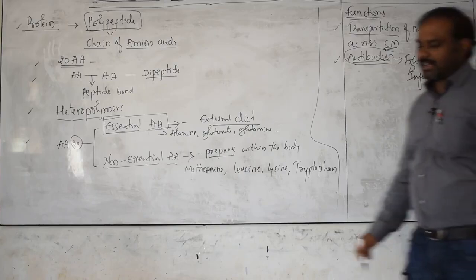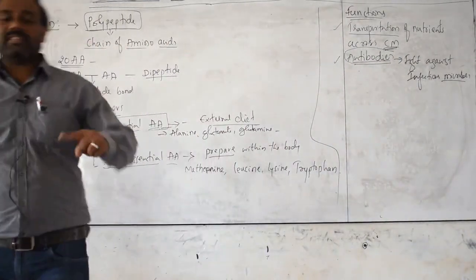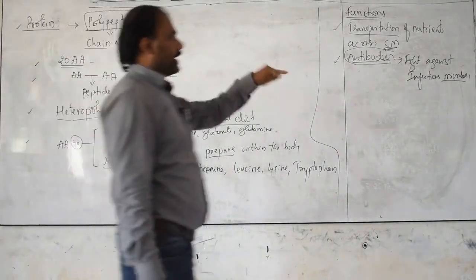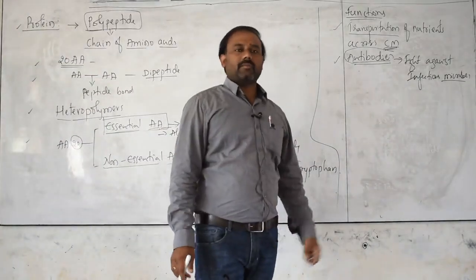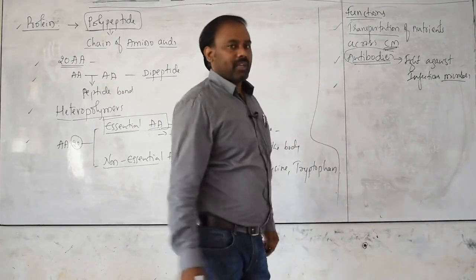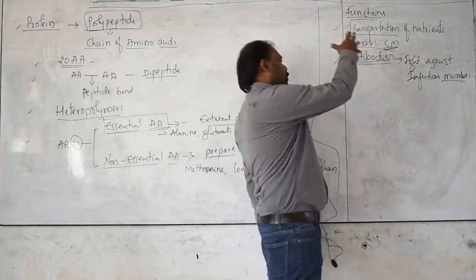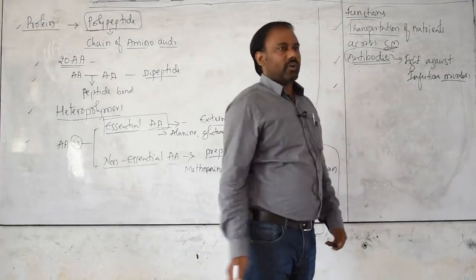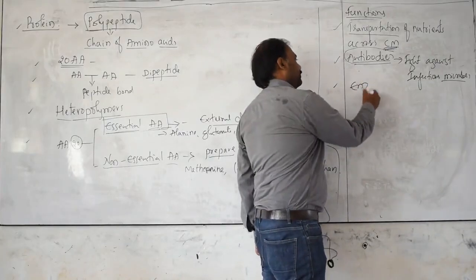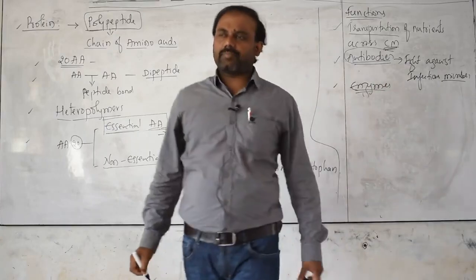Second important function: those proteins, in the form of antibodies, can fight against infectious microorganisms. This is the second functional aspect. And the third function is that those proteins play a very important role as enzymes, that is for the digestion purpose.